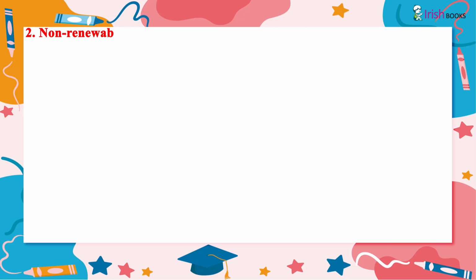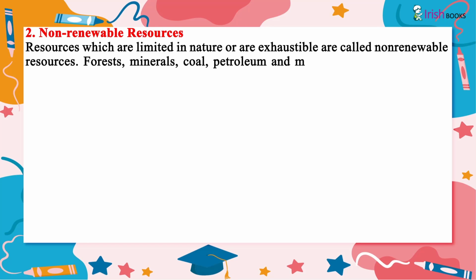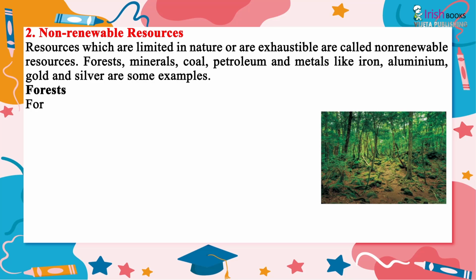Number 2. Non-renewable resources. Resources which are limited in nature or are exhaustible are called non-renewable resources. Forests, minerals, coal, petroleum, and metals like iron, aluminium, gold, and silver are some examples.